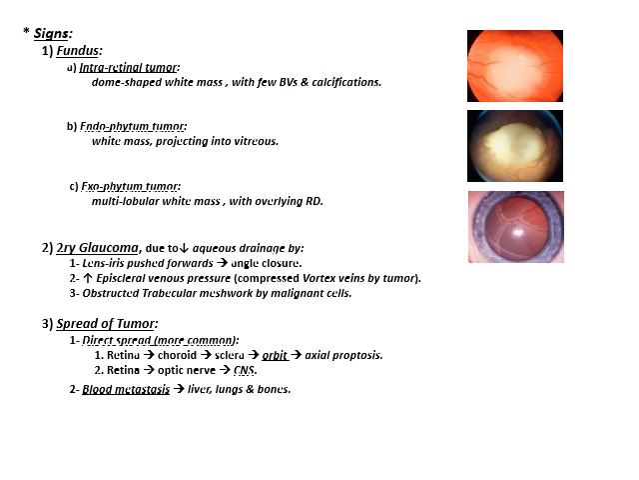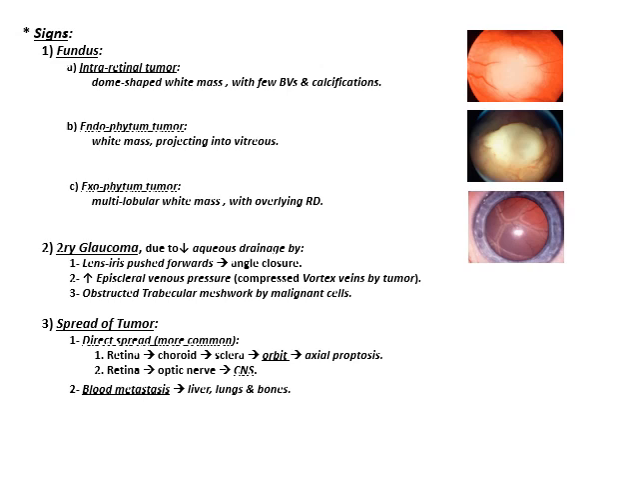Secondary glaucoma. It is due to decrease of aqueous drainage, as the lens-iris diaphragm is pushed forward by the tumor, leading to angle closure and decreased aqueous drainage. Or due to increase of episcleral venous pressure, as the vortex veins are compressed by the tumor. Or due to obstructed trabecular meshwork by malignant cells.